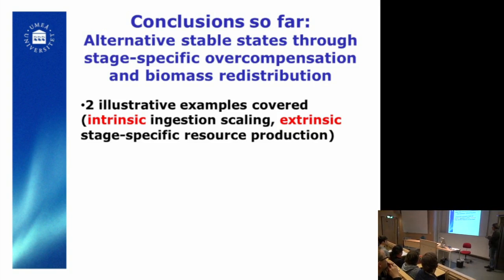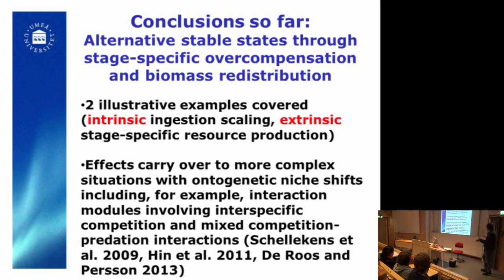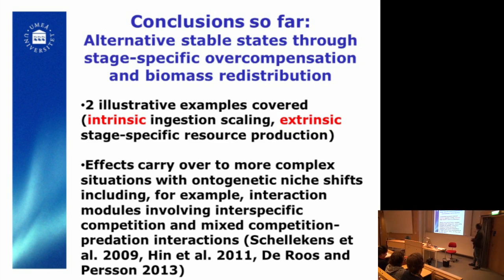So that was extrinsic to the individual organism, which already points to the fact that you may induce ontogenetic asymmetry through extrinsic factors. These are just two simple scenarios, but this can be shown to carry over to more complex situations with ontogenetic niches, including, for example, interspecific competition, mixed competition-predation interactions, and so forth.